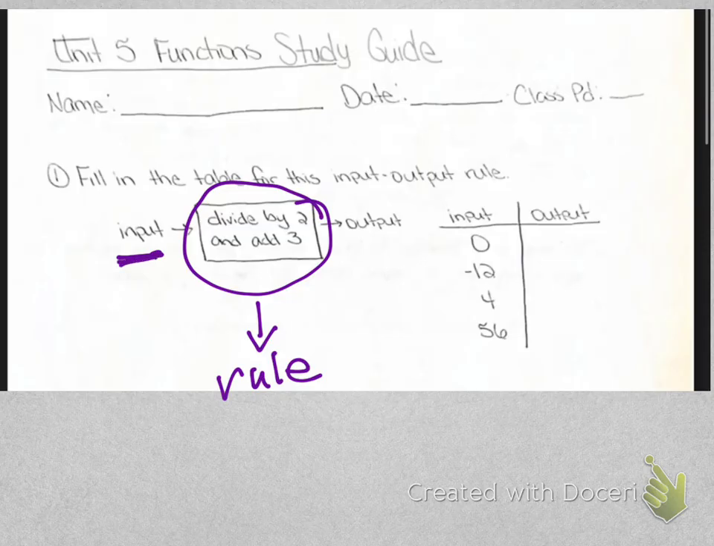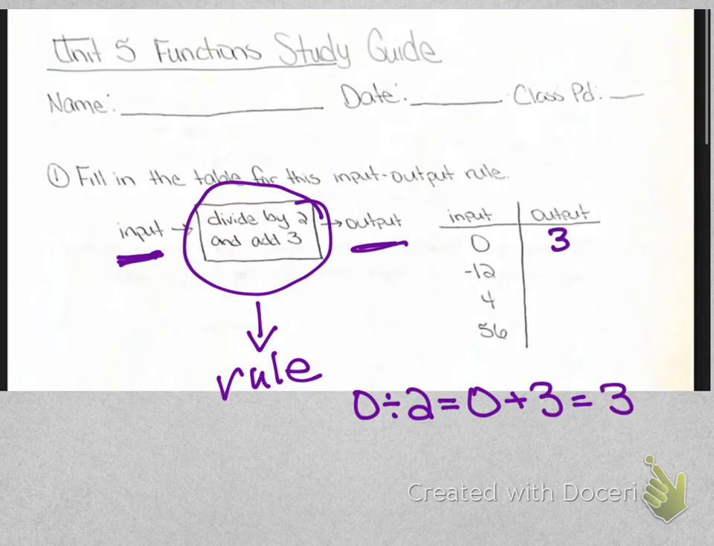You're taking your input number, and you're using that rule to get your output. So you're completing divide by 2 and add 3 to each one of these numbers. So we have 0 first. You're doing 0 divided by 2, which equals 0. And then you're adding 3. 0 plus 3 is 3. So your output is 3. Then you're doing it with negative 12. So negative 12 divided by 2 equals negative 6. You add 3. Negative 6 plus 3 equals negative 3.